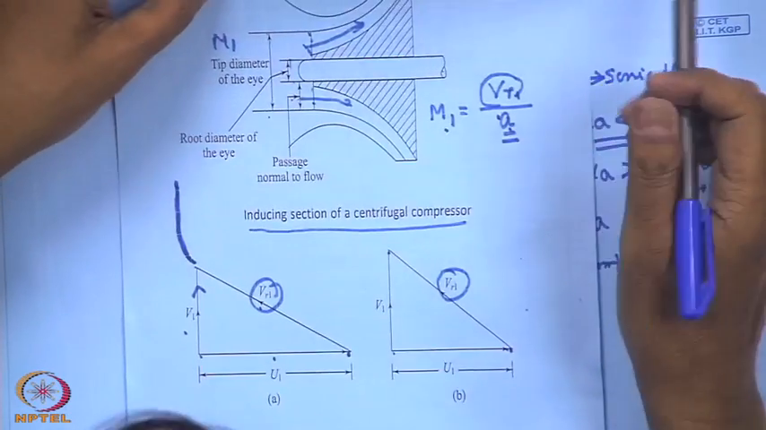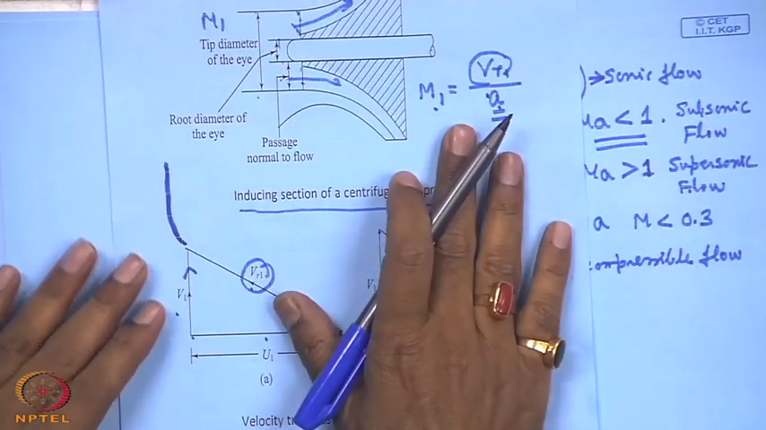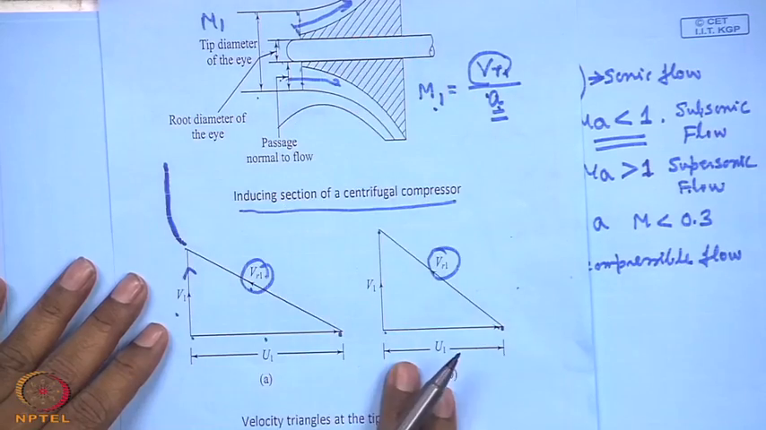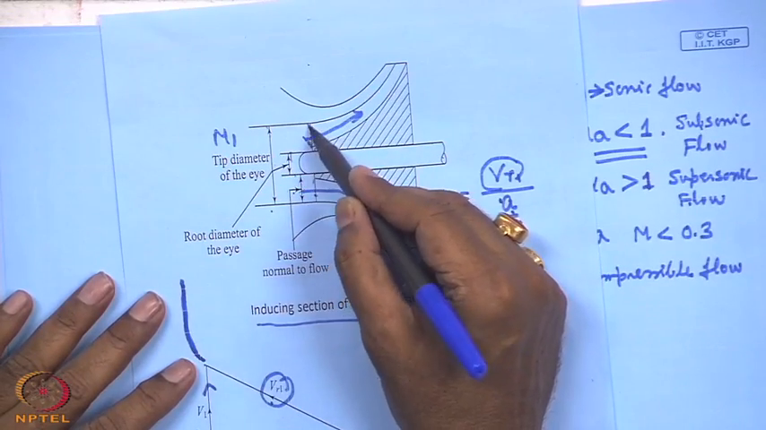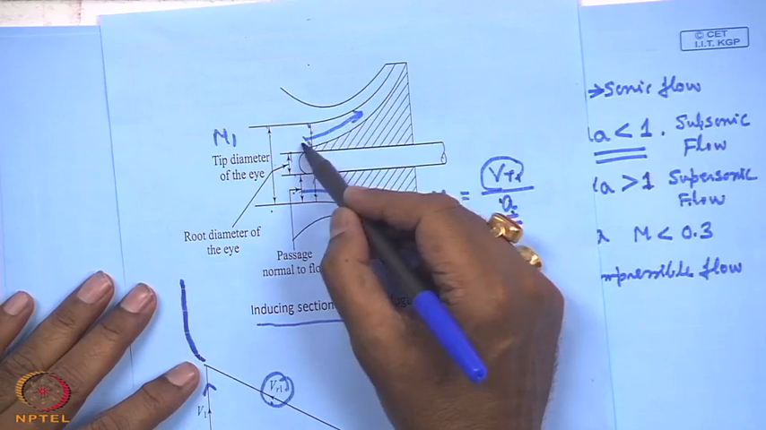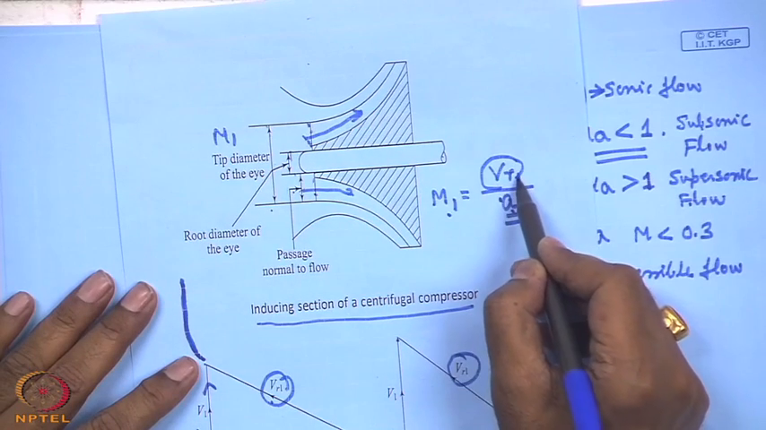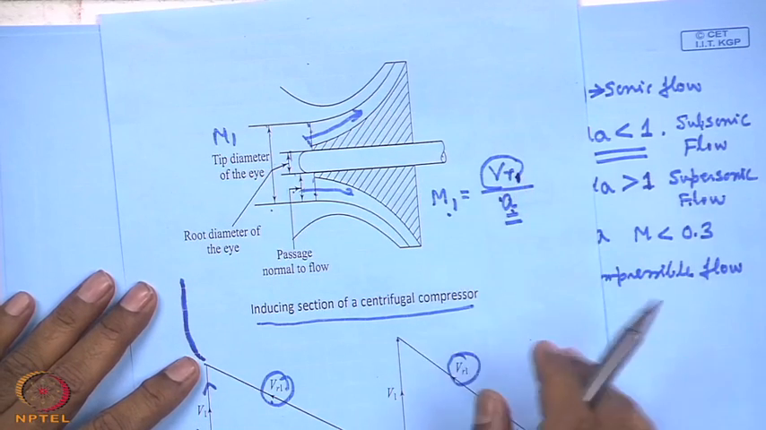So, therefore, I must say that this Mach number consideration is a very important consideration, and therefore, the impeller eye design has to be made so that the Mach number at inlet, that is based on the relative velocity at inlet, should be low. Thank you.